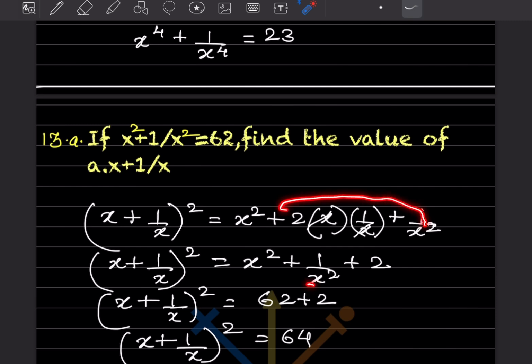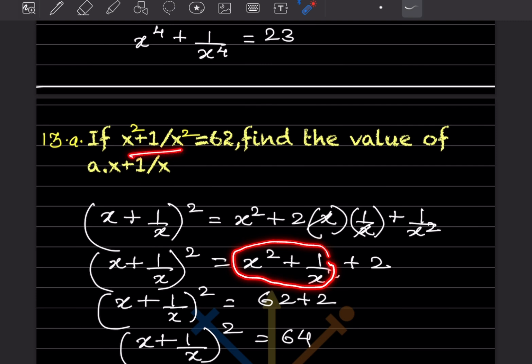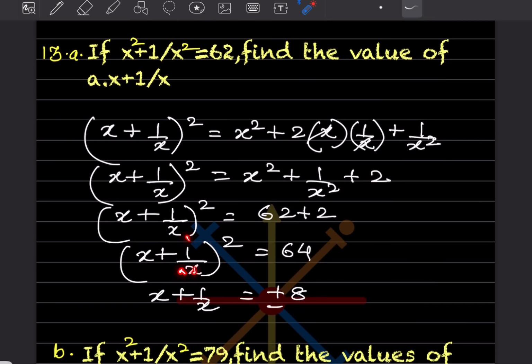This will come this side and this will go here. Only it is rearranged, the rest is the same. Now we know x square plus 1 by x square is 62, so in place of this we are going to write 62 and this plus 2 as it is. So x plus 1 by x whole squared is going to be 64.